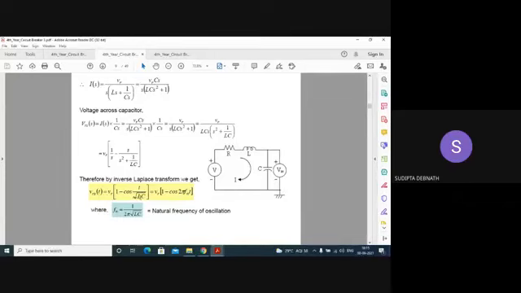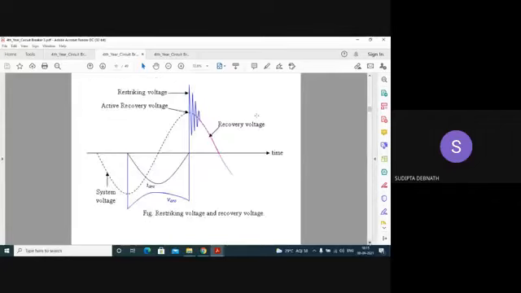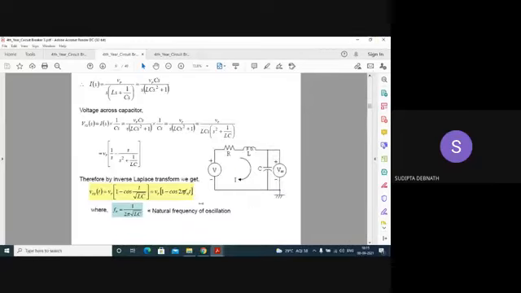So ultimately, this will be the equation. And what is omega? Omega equals 1 by root LC. So this is the natural frequency of oscillation. So what is the frequency of this oscillation? Actually, this is the frequency of oscillation. You can understand, it is very high with respect to the normal frequency. So this is called the natural frequency of oscillation.